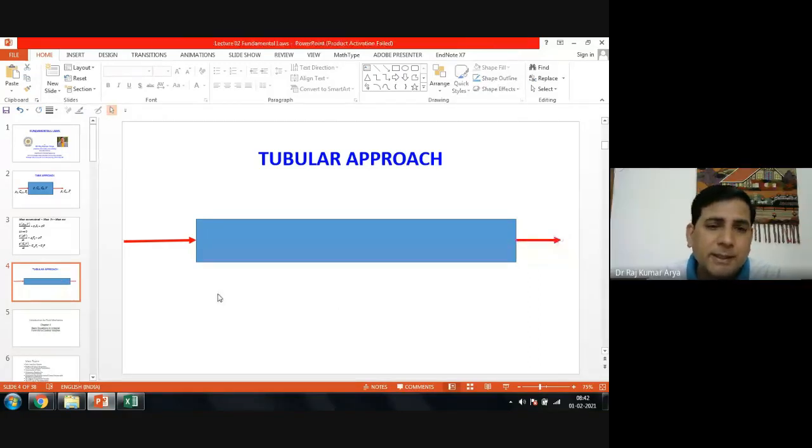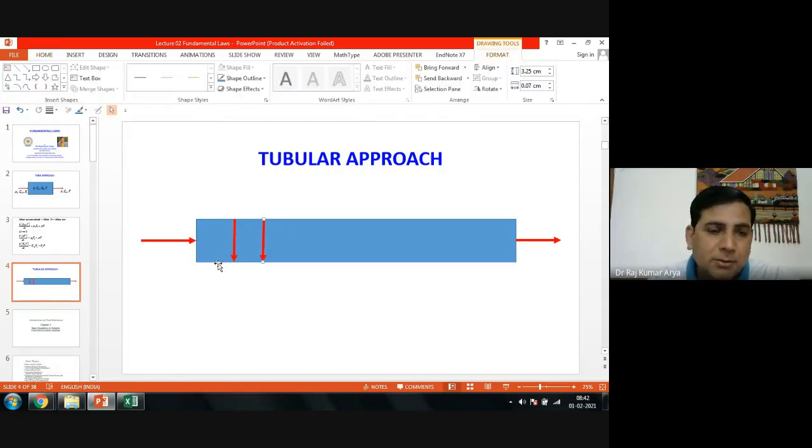In that case, you have to apply your balances again. To apply the balance, you have to choose the segments. So let's say you are choosing some segment somewhere in the middle, somewhere here. You have chosen a differential length, or a small volume of it, and in that particular part you want to apply the balance. You can consider this region.